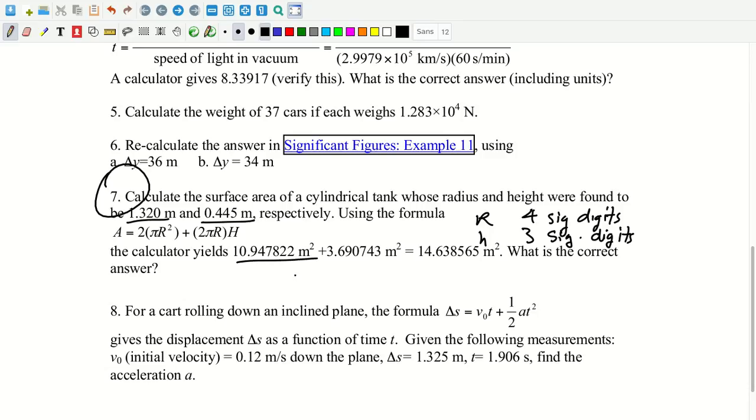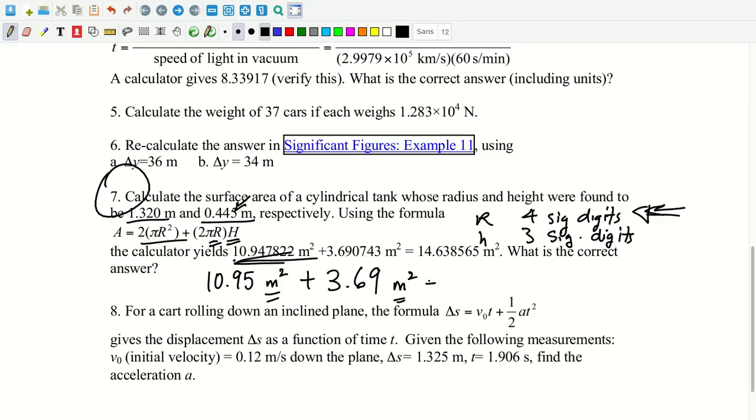So this was the calculation from the r squared. R squared is a number that has 4 significant digits multiplied by a number that has 4 significant digits. So the result here should have 4 significant digits, so it's going to be 10.95 meters squared. That's the real way to write it. Here I've got a height with 3 significant digits multiplied by a number with 4 significant digits. So the rule is you take the lowest, so it's going to be 3 significant digits, and so you get 3.69 meters squared. Don't forget the units, please.